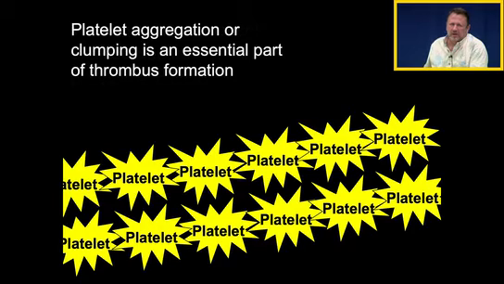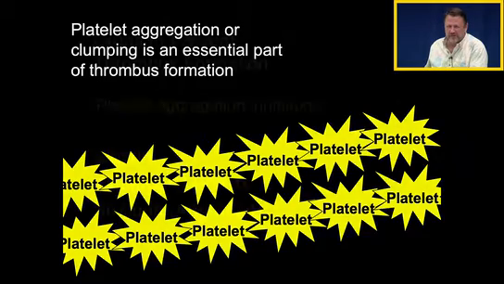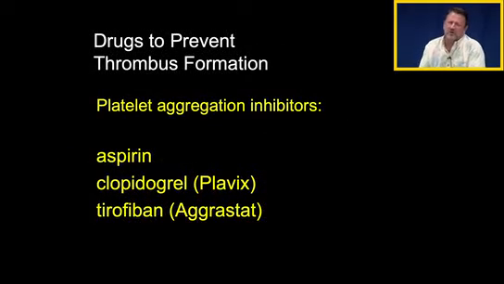There we go. All right, so platelet aggregation, otherwise known as clumping, is an essential part of thrombus formation. So that brings us to our first set of drugs to prevent thrombus formation, the platelet aggregation inhibitors. Aspirin, clopidogrel, which is Plavix, and tirofiban, which is Aggrastat. And there are others as well. They might be on the clinical discussion section.